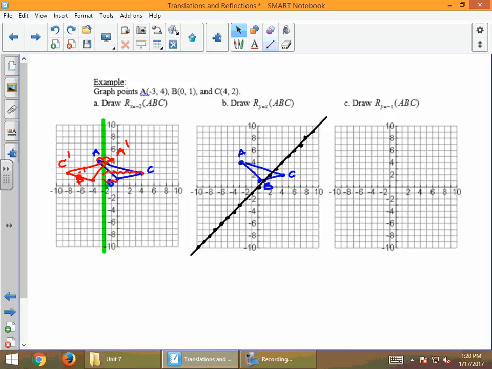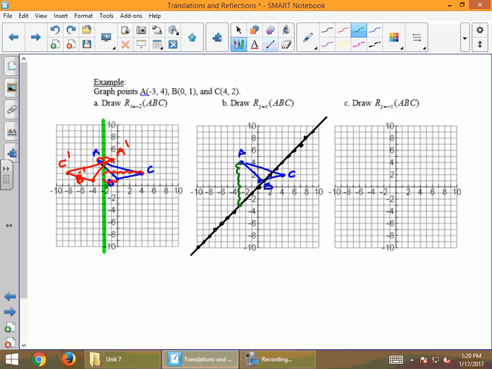So when we reflect A, I want to just go up and down first. We want A to touch that line. Well, in order for A to touch that line, are we going to count up or are we going to count down? Okay, so we're going to count down. How far do we count down? 7. So count it down 7.